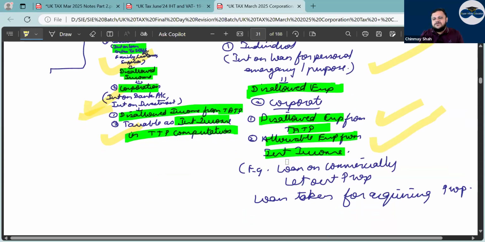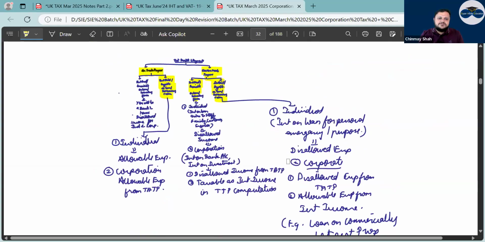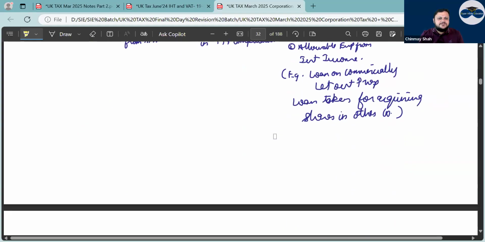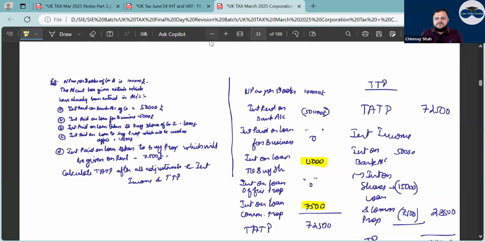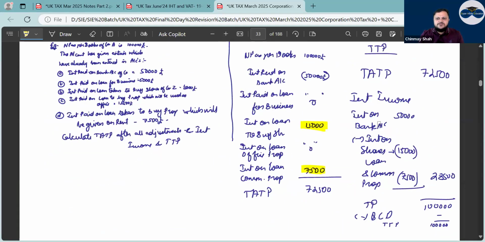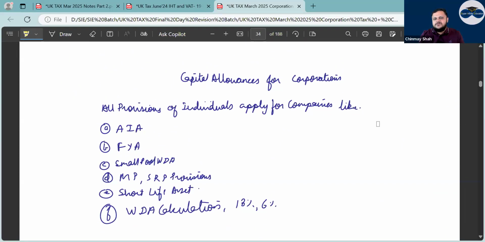Then loan on commercially let out property, loan taken for acquiring property or loan taken to buy shares, all those things will be there. The same thing is here, correct. Then you can have a look at a very good question on this. I have done a very good question on this, how to take care of things, correct. Then capital allowances for corporations, correct.